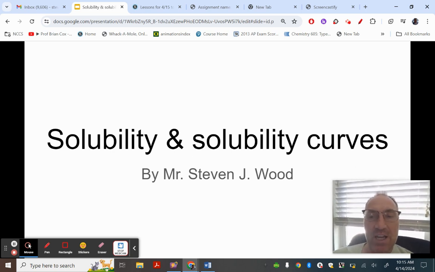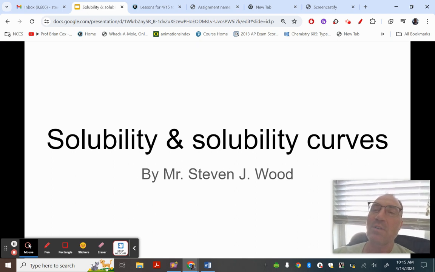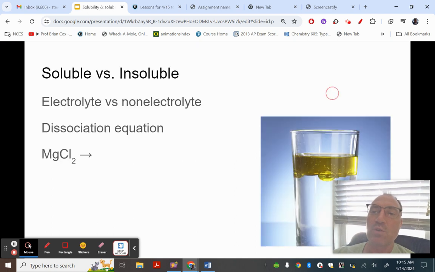What we are going to do today is I'm going to give you a short description of what it means to be soluble and how we measure solubility using curves. So I'm going to teach you all about the curves and all that kind of stuff. Okay, let's do this.